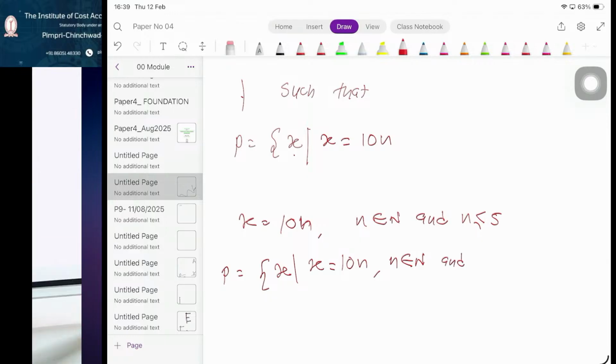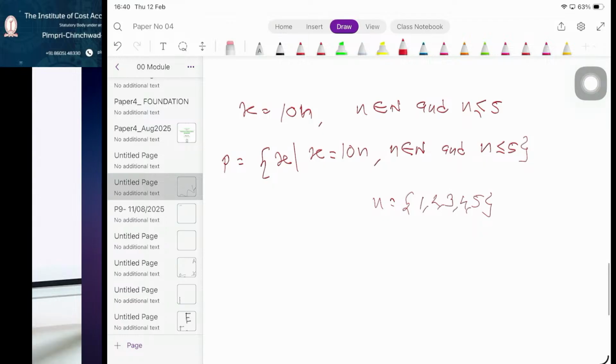And that natural number means 1, 2, 3, 4, 5, 6, 7, 8, 9, 10, whatever it may be, that is less than or equal to 5. So let's find out the value of n first. That is 1, 2, 3, 4 and 5, because it is less than or equal to 5.